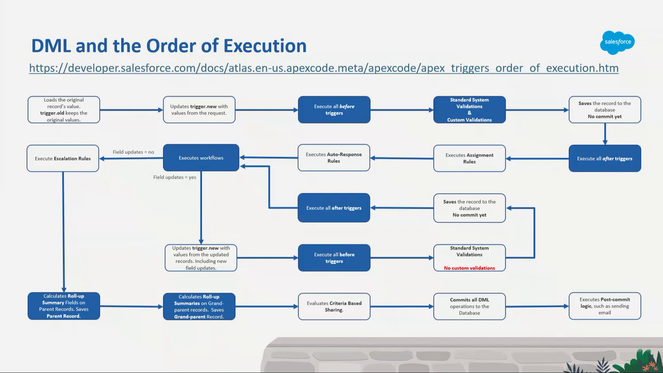When we're done with this workflow and trigger update cycle, the system updates the rollup summaries, which can force the parent record to go through the same procedure, and the same goes for the grandparent records as well, if they're present. Single line of code, update list of records.